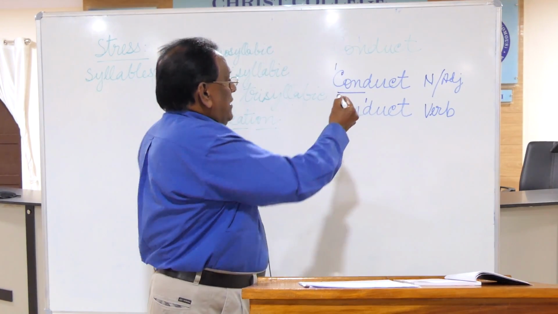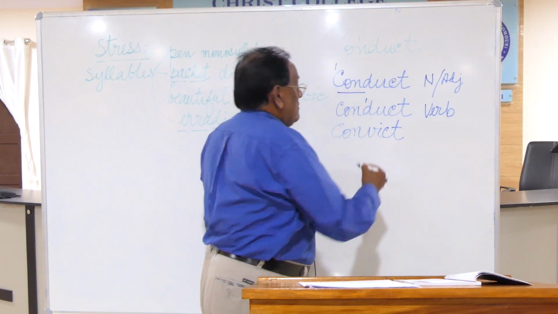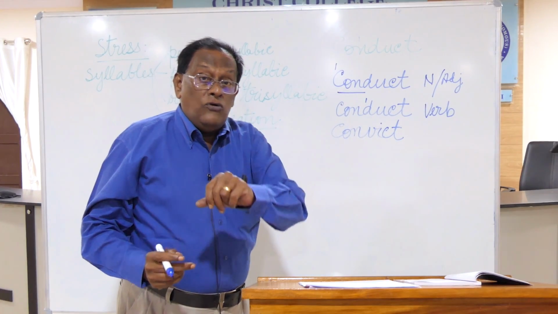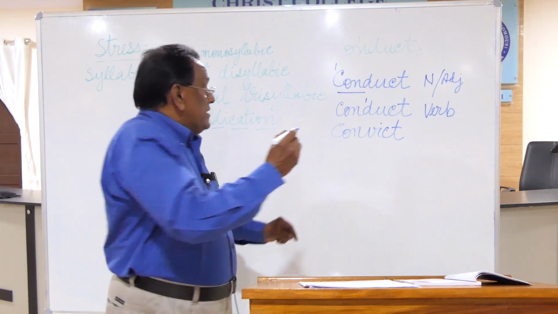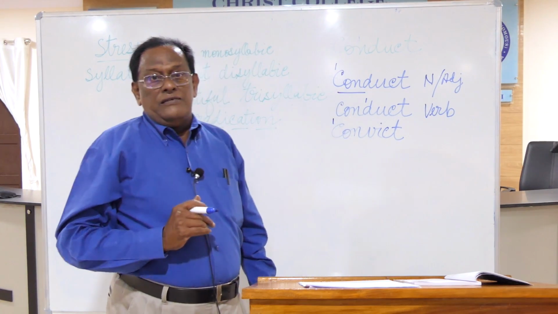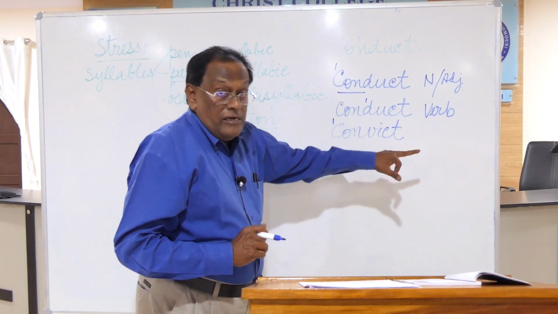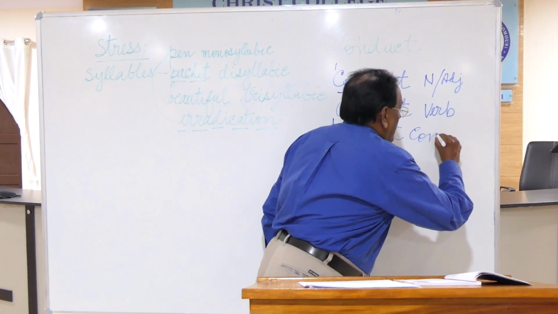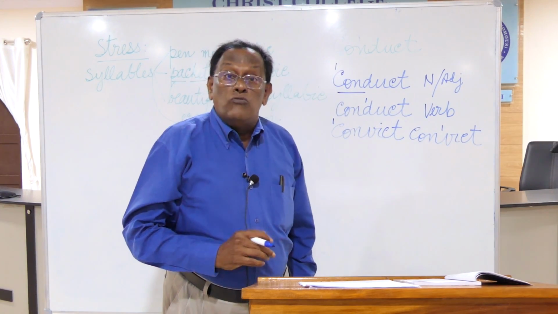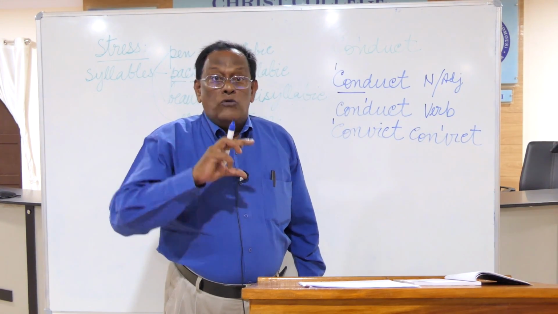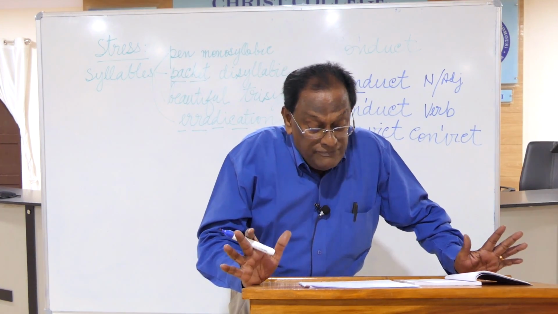Now, there is another example, the word convict. It can mean two things. It can be used as a noun. It can also be used as a verb. If it is used as a noun, the stress is here, that is convict. And if you want to use this word as a verb, it becomes the same word, same spelling, but the stress changes. It goes to the second syllable, that is convict. See the difference? That is the same words with the same spelling.